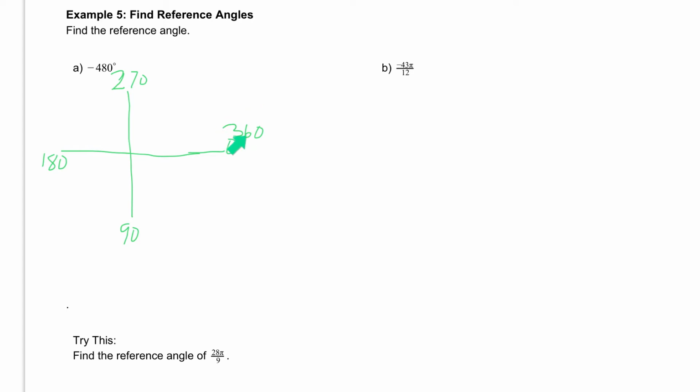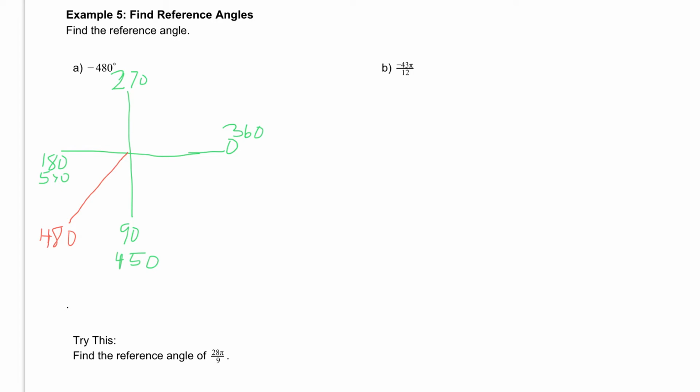So after 360, if we add another 90 degrees to 360, we would get 450. So this we could think of as negative 450 degrees. And if we add another 90 onto that, it would be 540 degrees. So if we take a look, we're looking for negative 480. So 480 is going to lie somewhere between 450 and 540. So our angle is going to be in this third quadrant. So this is negative 480 degrees.